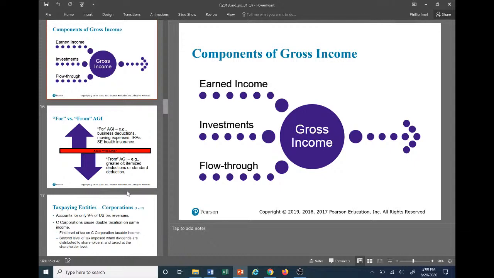So pretty much gross income is all-inclusive income, right? It's your earned income from your job. It's your investment income from investing in the stock markets or your bonds, so your debt and equity investments. And your flow-throughs, meaning your little businesses that you have, or businesses that you're an actual part owner in, other than that of a C corporation. So that's important to know, the components of gross income.